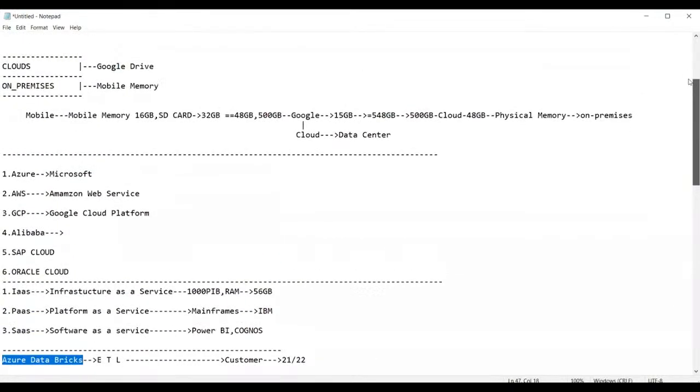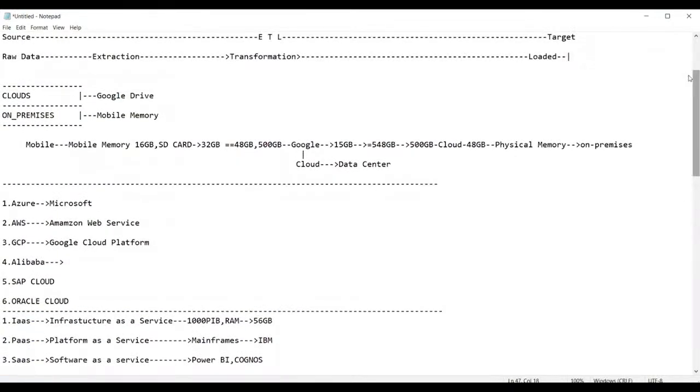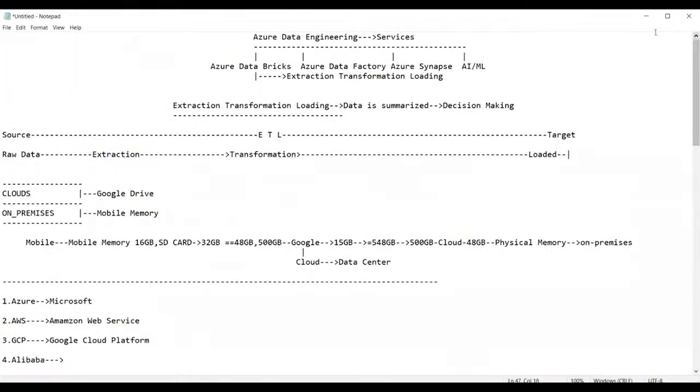Now, as a part of this course, guys, we are going to see Azure Databricks. The total duration of this course will be 60 hours. We are quoting it as 60, but it will go beyond 60 hours because we have many live scenarios we are going to look into. And that's the thing we have.